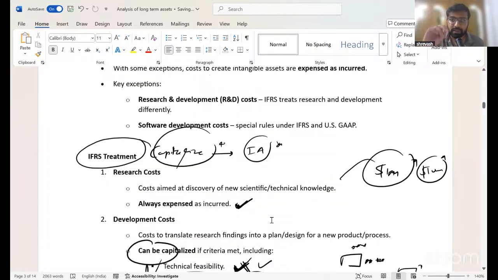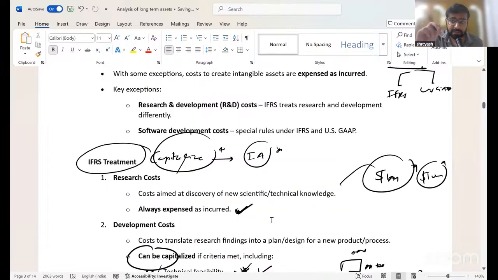So in case of research and development, which is an internally generated cost, an internally generated asset, research cost in case of IFRS is always expensed, and development cost will be capitalized only if those criteria are met.